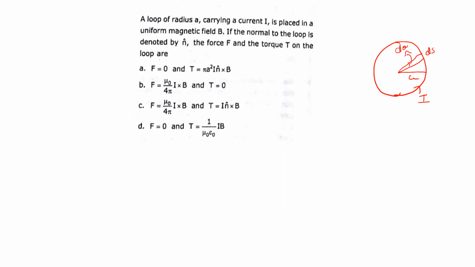Now the force on the loop, obviously we know the formula. Force on the loop is nothing but the integration of dl, which is nothing but the length of the loop. So here we'll take the small element ds, the length of the loop, cross product with the magnetic field and into the current. So this is the formula.